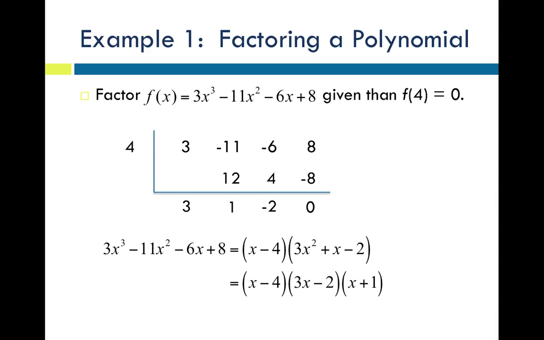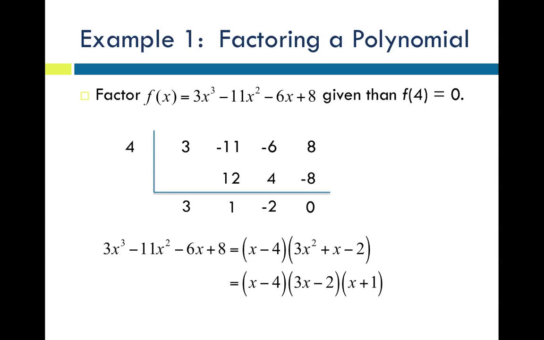Okay, so I don't want to stop at that point because I want to look at that 3x squared plus x minus 2, that quadratic, and see if I can factor it any more, which I can. I can factor 3x squared plus x minus 2 into 3x minus 2 and x plus 1. So when we're being asked to factor a polynomial, given a value of k, which will then give us one possible factor, we can set up our synthetic division and use the result we get to try to come up with other factors.